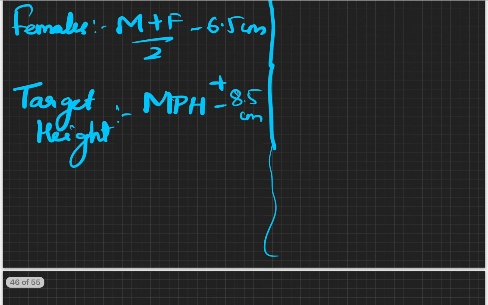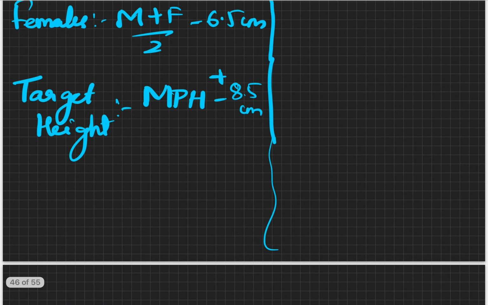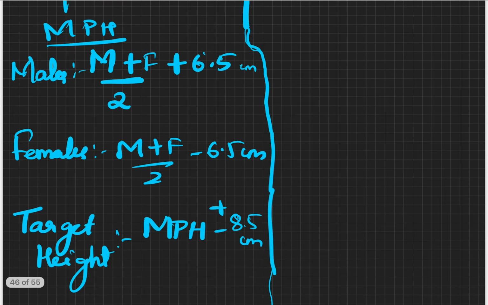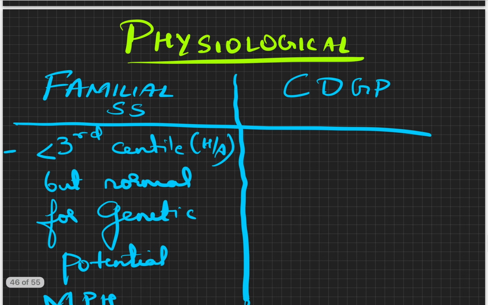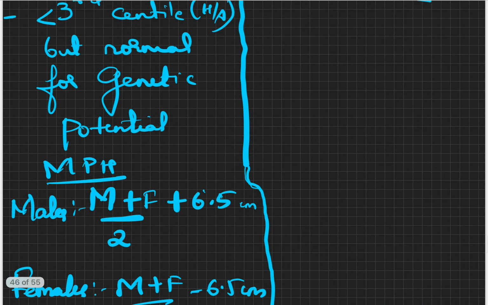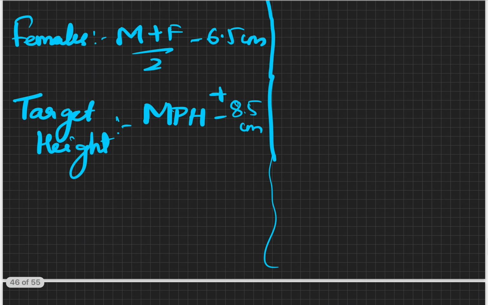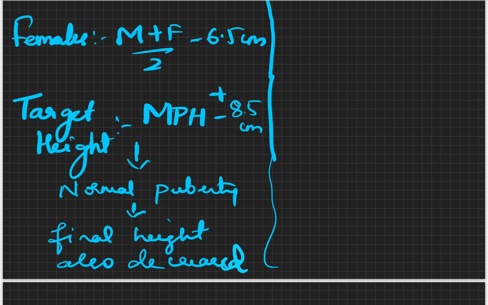If the child is falling within this height range, then it is normal for the child's genetic potential. So the child falls under physiological short stature, that is familial short stature. We can't do anything about it. In familial short stature, there will be normal puberty. Puberty occurs at the normal time, but final height is also decreased. As an adult, the child has short stature in familial short stature.